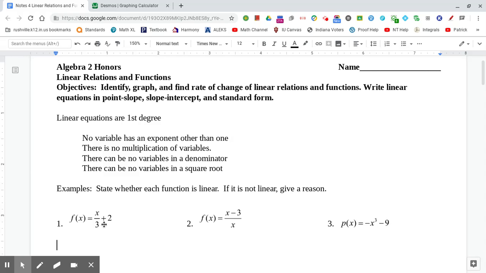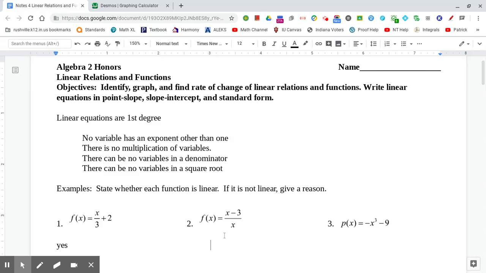Okay, we have x over 3 plus 2. So here we have a variable. It's to the first degree. There isn't any multiplication of variables. We do have a denominator, but we don't have a variable in the denominator, so we're okay there. And we don't even have any radical signs. So that means that, yes, this would be a linear function.